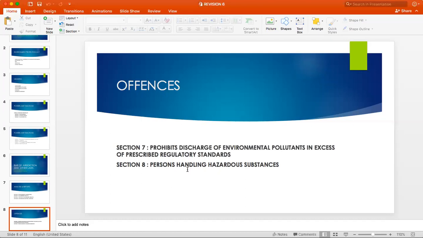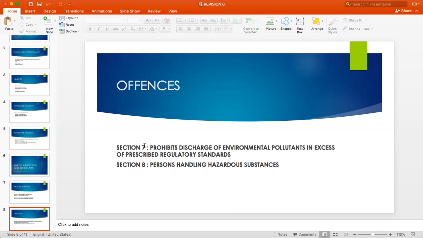Then we talk about section 8. Remember the definition part, handling of hazardous substance, the two important definitions, handling and hazardous substance. Section 8 relates to persons handling hazardous substances, who have to comply with the procedural standards that are important to ensure safeguards against any kind of environmental problem. This section says that no person shall handle or cause to be handled any hazardous substance except in accordance with the procedure and after complying with the safeguards as may be prescribed.